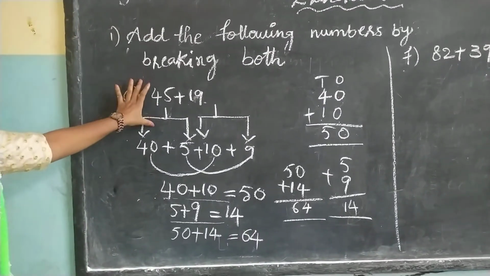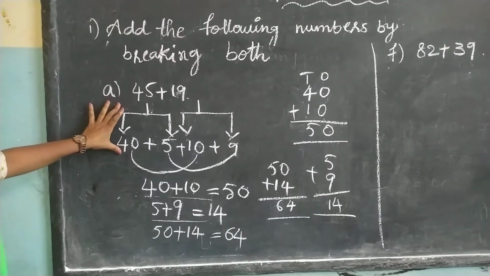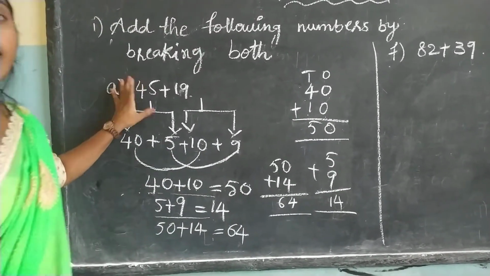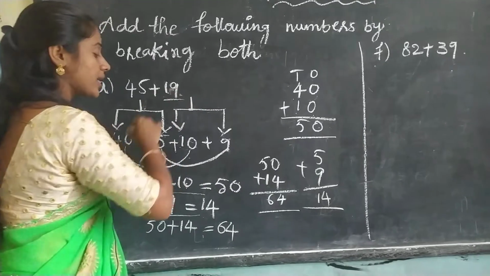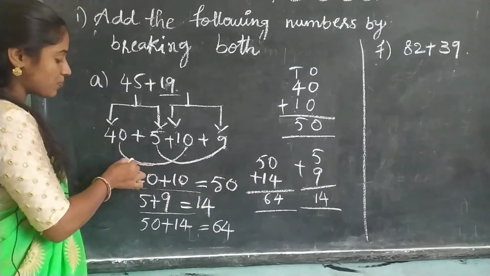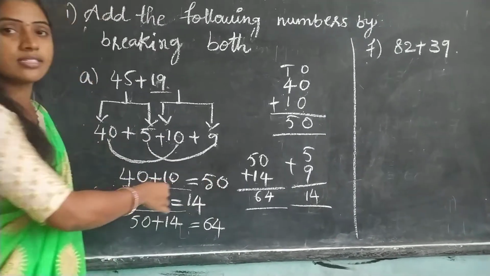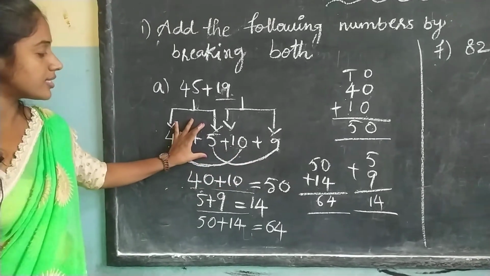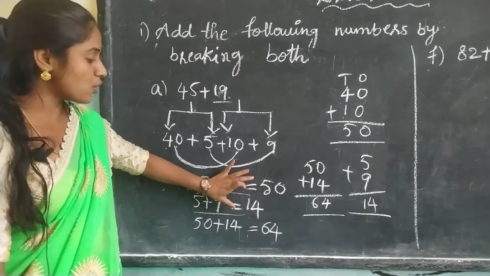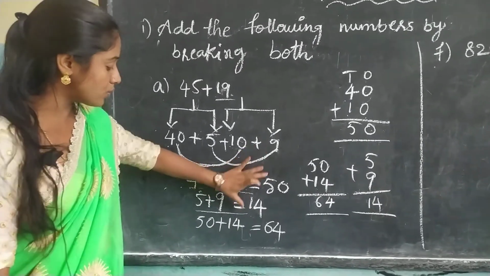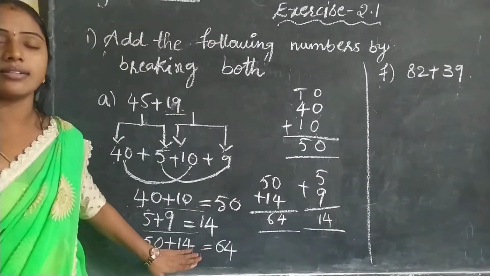This is breaking two numbers. Okay. First you have to take 45, break the 45 number. So 40 plus 5 is equal to 45, and next number is 19. Break the 19 means 10 plus 9 is equal to 19. First you have to add this tens place. What is in tens place here? 40 plus 10 is equal to 50. Next add the single digits. What are the single digits here? 5 plus 9 is equal to 14. Next you have to add these two numbers. What is this two numbers? 50 plus 14 is equal to 64. This is the answer. Okay.